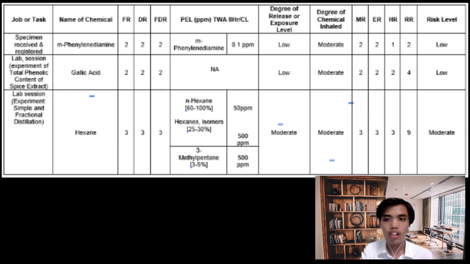So for the degree of release or exposure level and degree of chemical inhale is in moderate, and the MR, ER, and HR is in level 3, but the RR is in level 9. So we can conclude the risk level is moderate. Last but not least, by referring the table above, we can conclude that the laboratory lab technician at Makmal Kimia Am 1 is posed a low risk where action priority AP are adequate in the range of level AP3.